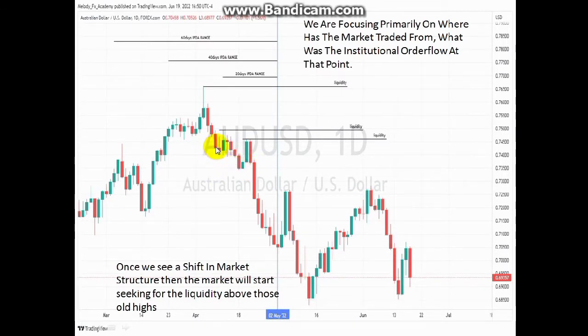and look at it from another perspective. Now we are focused primarily on where the market has traded from. What was the institutional order flow at that point? What do I mean by that? To the left of the vertical line that we have casted, what has been institutional order flow?